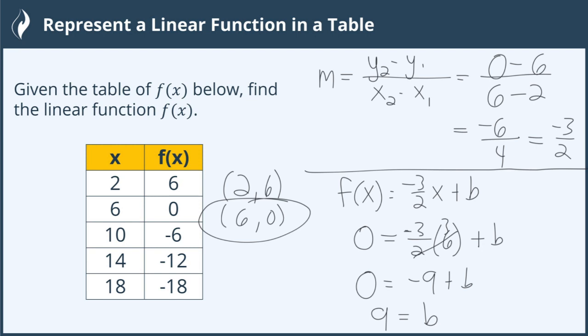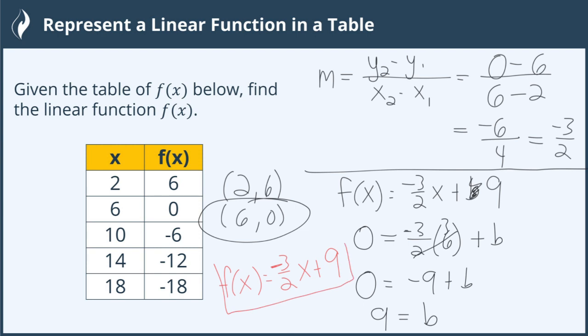So now, again, I'm going to come up here and replace the b value in my equation with the 9. So my final answer is going to be f of x equals negative 3 halves x plus 9.